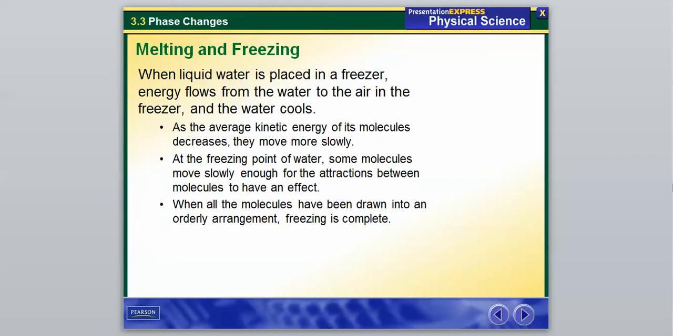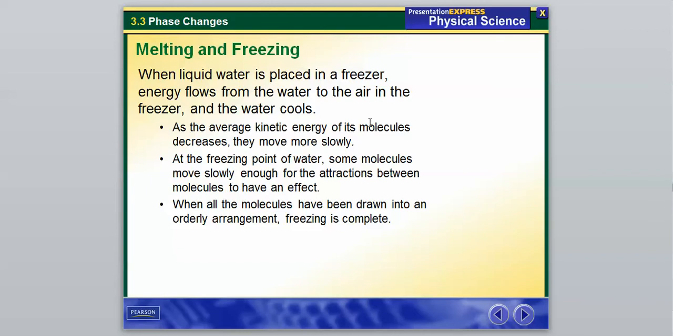Now we're going back to our example that might make freezing make a little more sense, which is liquid water. When it is placed in a freezer, energy flows from the water, because when you put the water in, it has more heat than the freezer, so heat goes from the water to the air, and the water will cool. It's just the heat leaving the water.